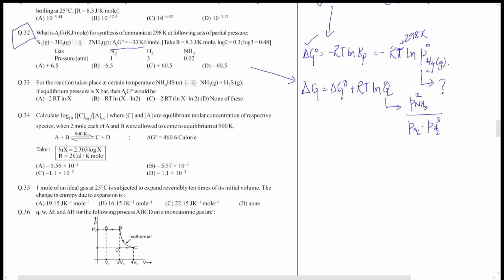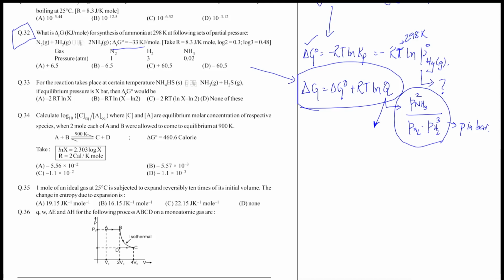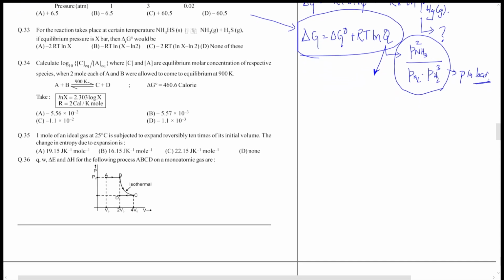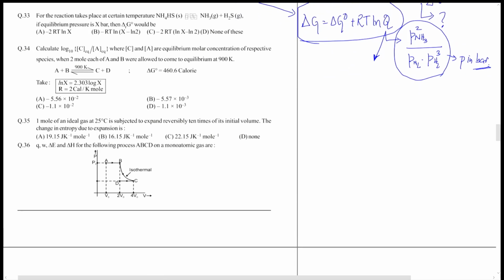Of course, you have to remember that when you use this expression for Q, you have to write pressure in bar. We cannot use an expression for Q which gives you any residual unit. So you have to actually take the activities of the gases involved for the value of Q, and the activities are equal to partial pressure in bar. So in this case, partial pressure in bar has to be used. Right, the next question is question 34.